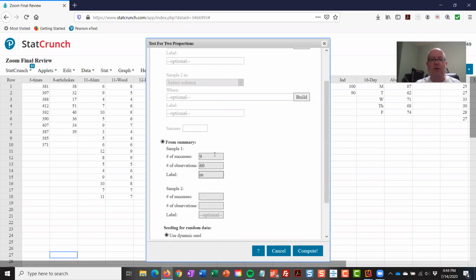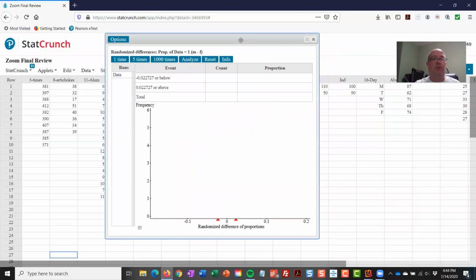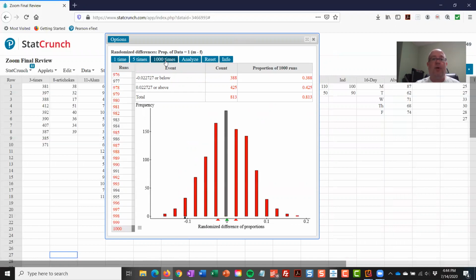That part doesn't really matter. For sample 2, for females, that was 14 out of 110. F for that label for female. Press compute. And it builds this applet for us that will do the randomization. We're going to go ahead and run that 10,000 times. So click on 1,000 times, 10 different times.